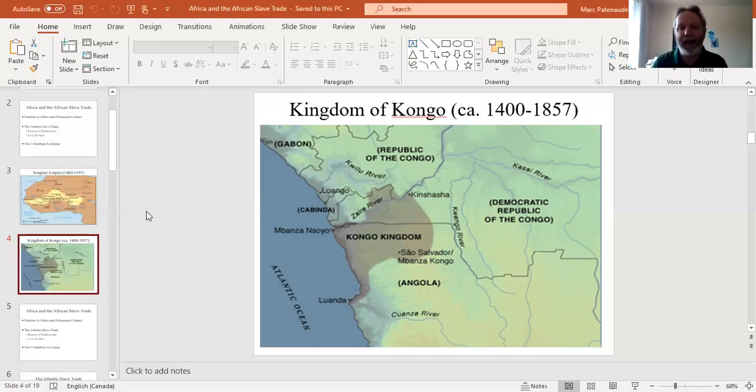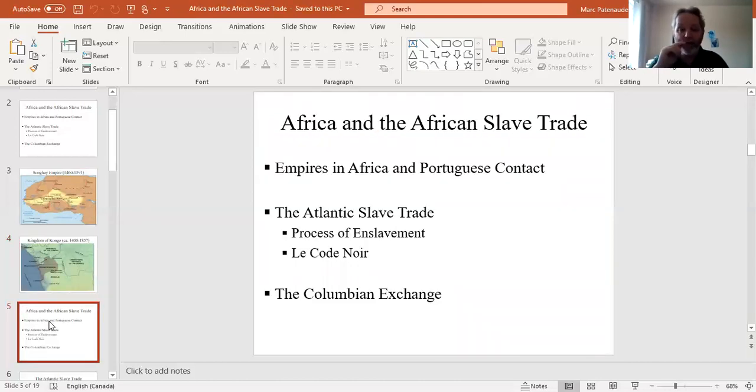So these are just two examples, the Songhai Empire and the Kingdom of Congo, to show that there were centralized large empires and large governments and large kingdoms in Africa during this period. It's not just tribal relations. There were large centralized states in Africa during this period. Which brings us to the Atlantic slave trade. And I broke it down into two parts. I've broken it down into the process of enslavement, and then we're going to talk about what's called Le Code Noir.